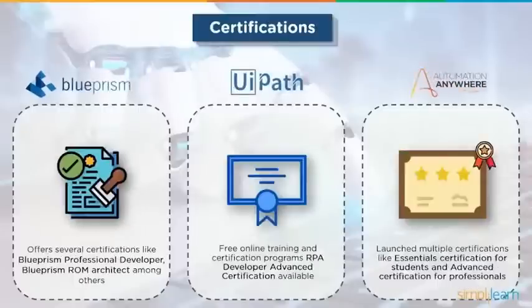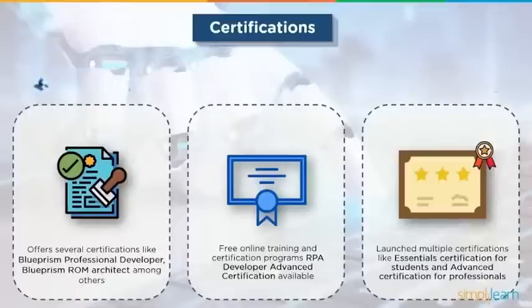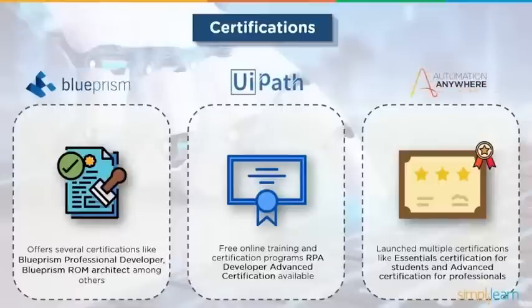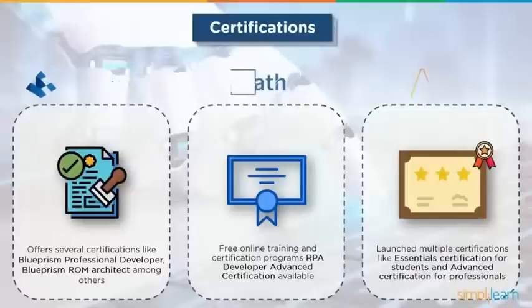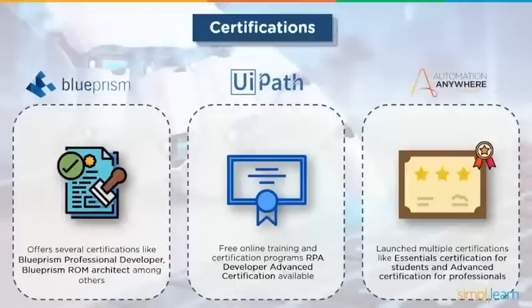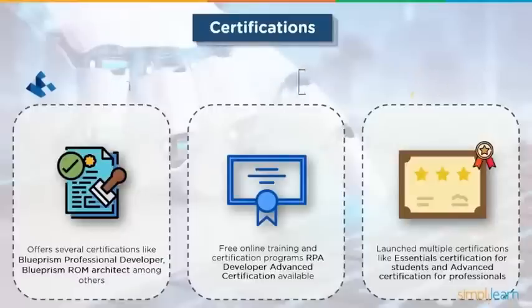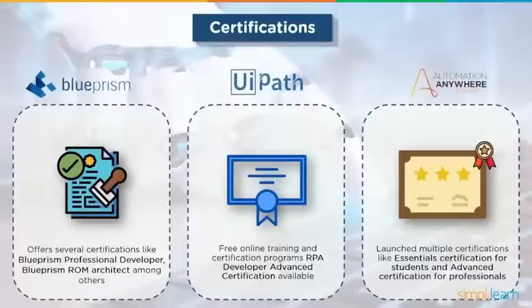Moving on to the last feature, certifications. Blue Prism offers several certifications like Blue Prism Professional Developer, Blue Prism ROM Architect, among others. UiPath provides free online training and certification programs like RPA Developer Advanced Certification. Automation Anywhere University offers free online training and certification programs for both students and advanced practitioners. Professionals can also avail job role-specific certifications.